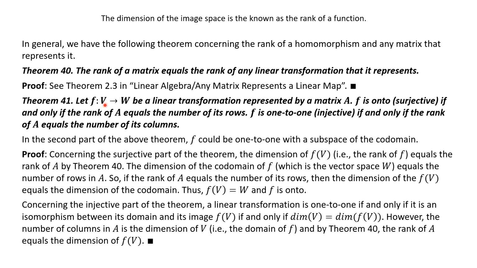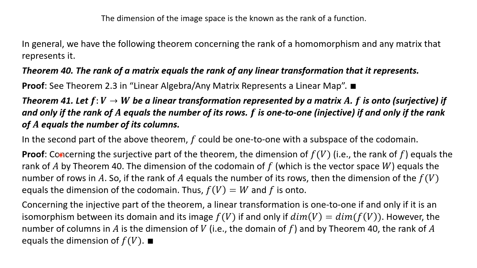Let F be a linear transformation from vector space V to W, represented by matrix A. F is onto, or surjective, if and only if the rank of A equals the number of its rows. F is 1 to 1, or injective, if and only if the rank of A equals the number of its columns. And just a note here, in the second part of the theorem, F could be 1 to 1 with a subspace of the codomain. In other words, it's 1 to 1 with F of V.